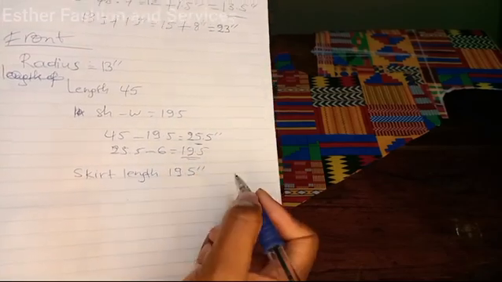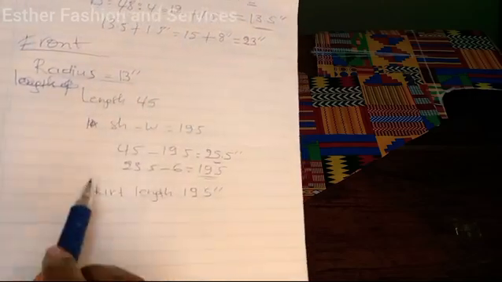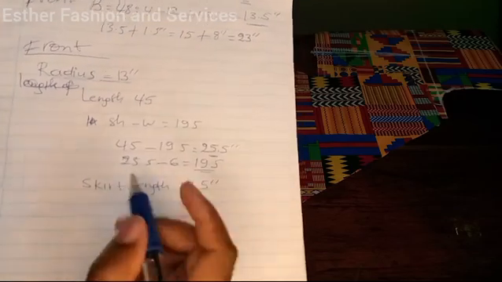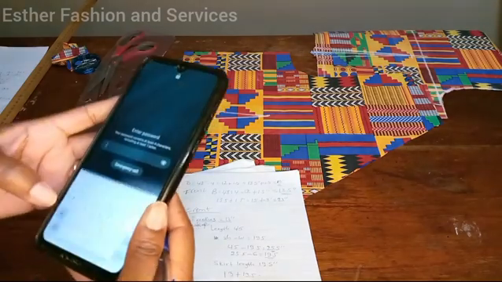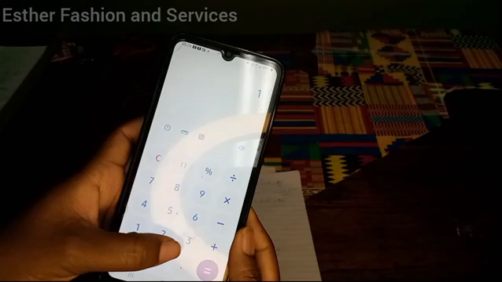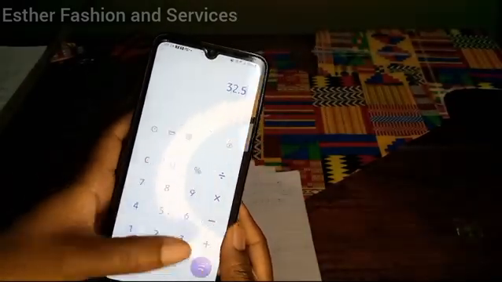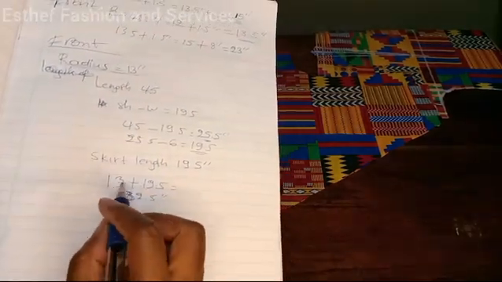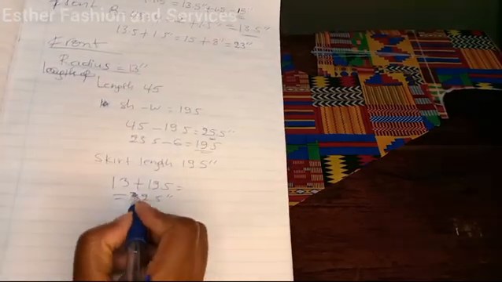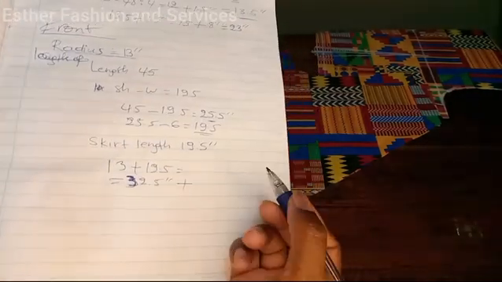Okay, so the skirt length is 19.5 inches. The radius is 13 inches. I'm going now to add 13 inches and 19.5 inches. 13 plus 19.5 inches will give me 32.5 inches. So I'm going to mark here 32.5 inches. Then you can add your seam allowance.